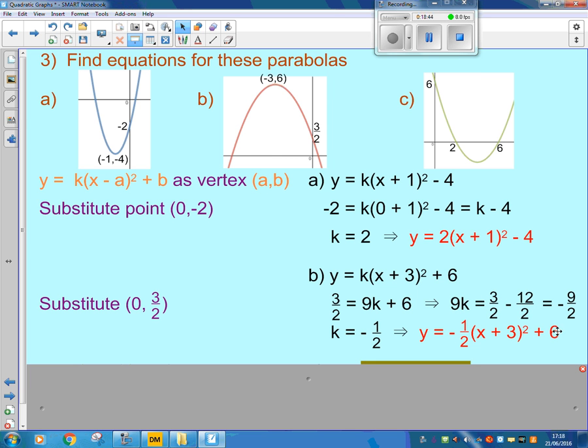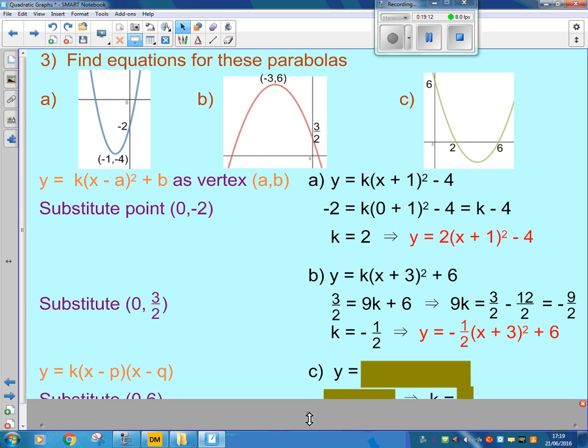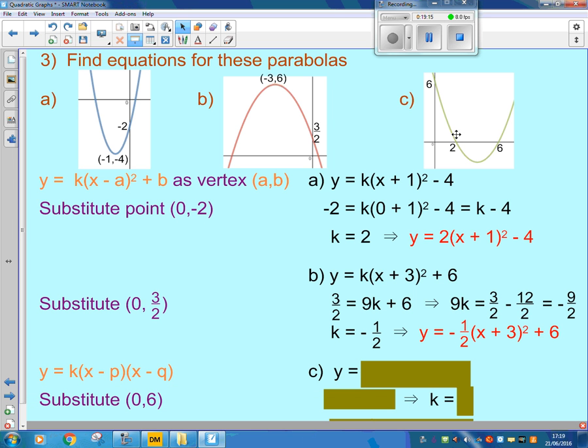Again, let's check it to make sure we're right. So we go back to this. The vertex, minus 3, 6, yes. And now put in x as 0. 0 plus 3 is 3. Square it becomes 9. 9 times minus a half is minus 9 over 2. Add on 6, or minus 9 over 2, add on 12 over 2, does come to 3 over 2. That's worked. Now this one here, we're not told the vertex, so instead we'll use the factorized form.